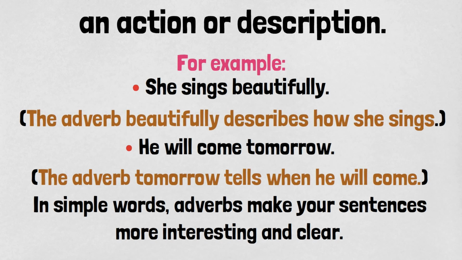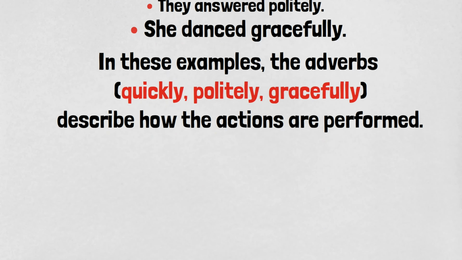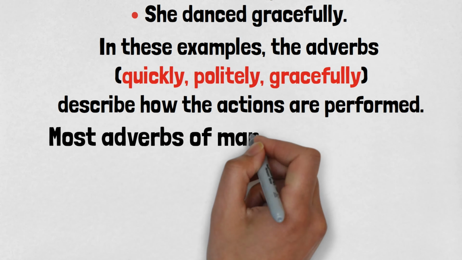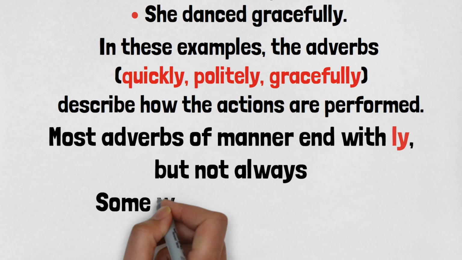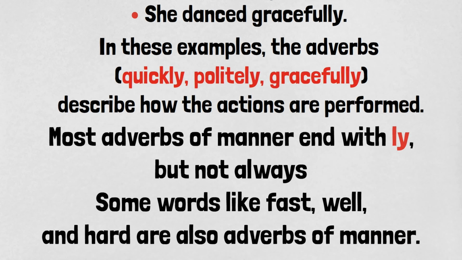1. Adverbs of manner. These adverbs tell us how something happens or is done. Examples: he runs quickly. They answered politely. She danced gracefully. In these examples, the adverbs quickly, politely, gracefully describe how the actions are performed. Most adverbs of manner end with -ly, but not always. Some words like fast, well, and hard are also adverbs of manner.